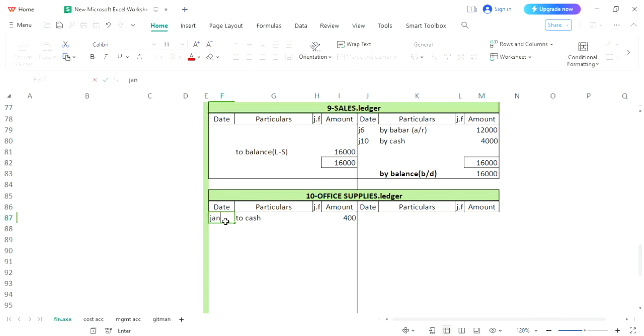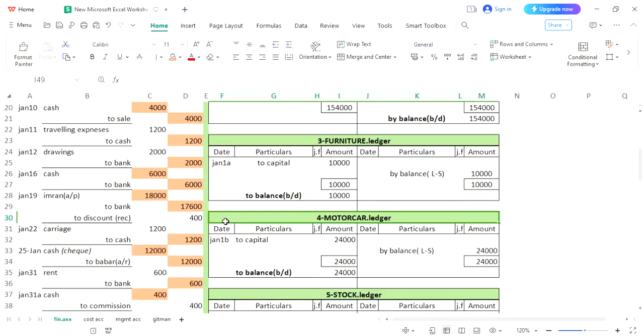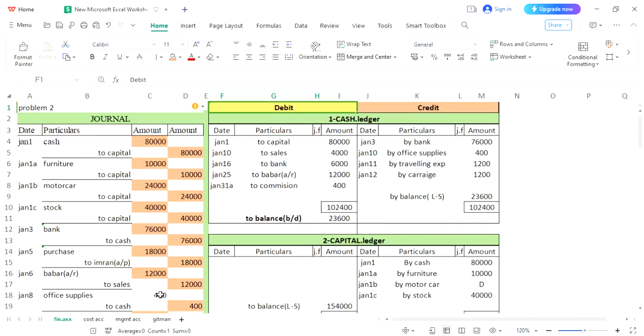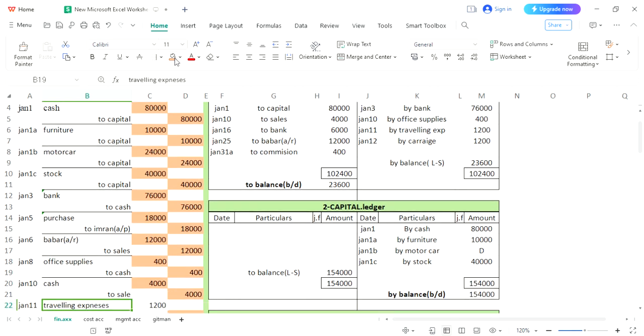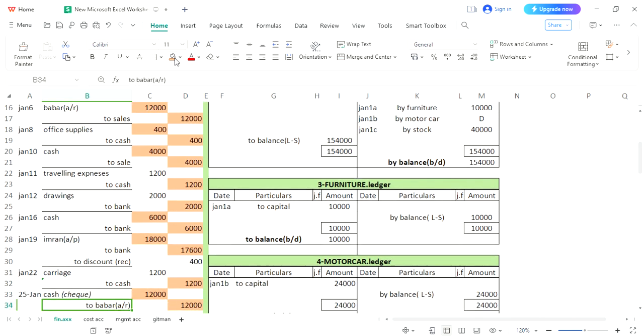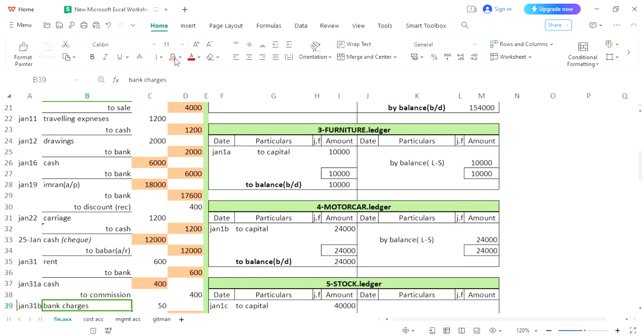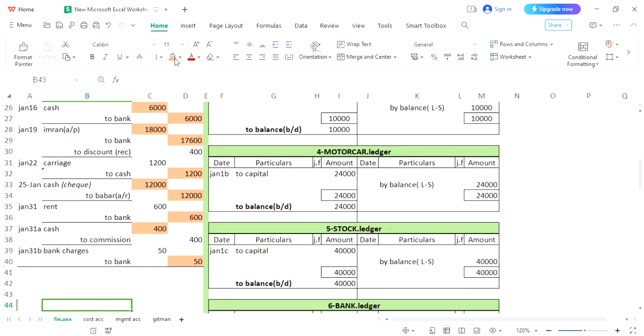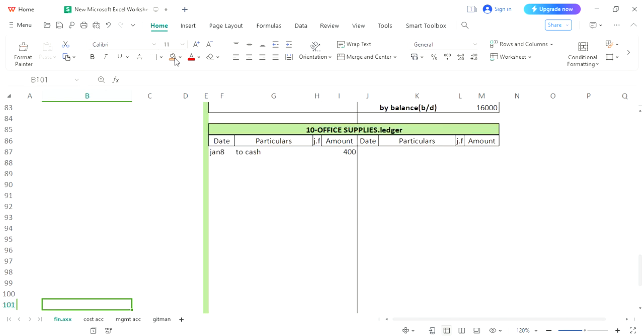Date is mentioned, reference is given, amount is written. What does that mean? Posting for 400 is completed. That means you can mark this 400 as completed. We are making office supplies. Let's see if office supplies are present anywhere else. We are going downward and looking for incomplete entries for office supplies. No, office supplies are not present anywhere else. That means all posting related to office supplies is completed.